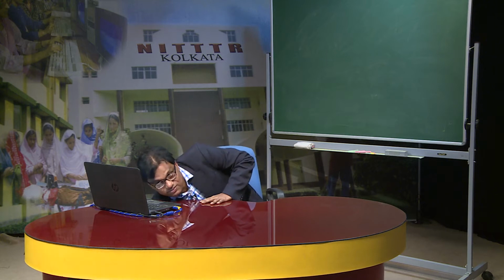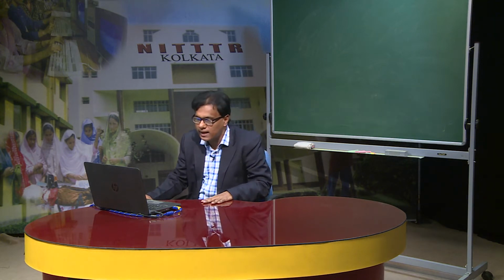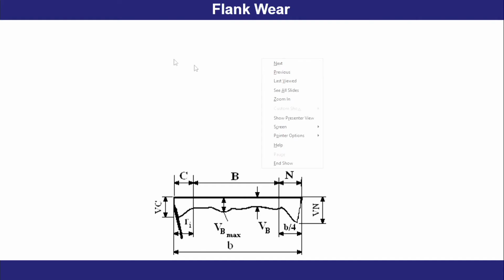Now, what are the different types of wear that happen in a cutting tool? Among all types of wear, flank wear is the most important criterion for measuring cutting tool life. Here I am showing you a photographic view of cutting tool wear. This VB max is basically the measurement of flank wear.